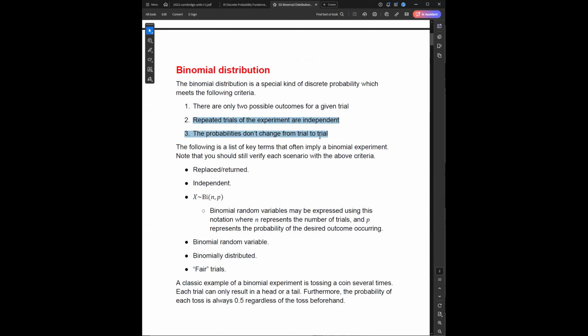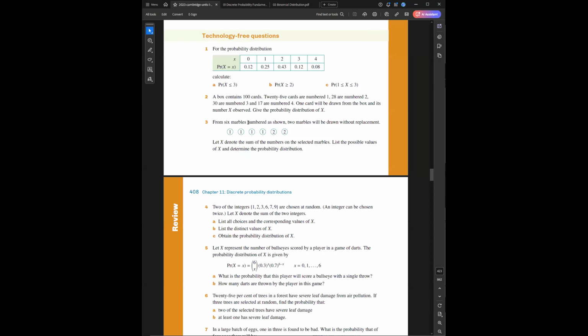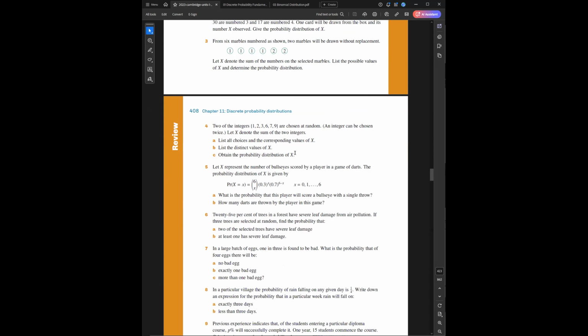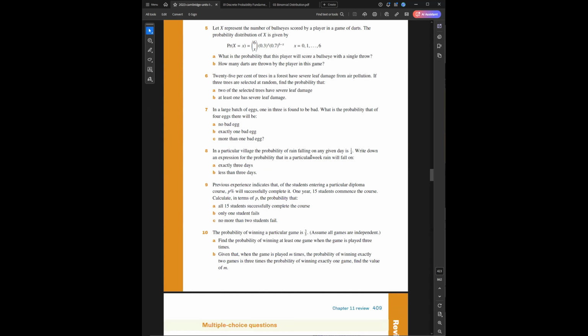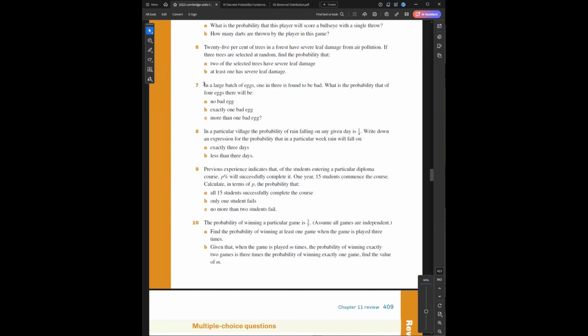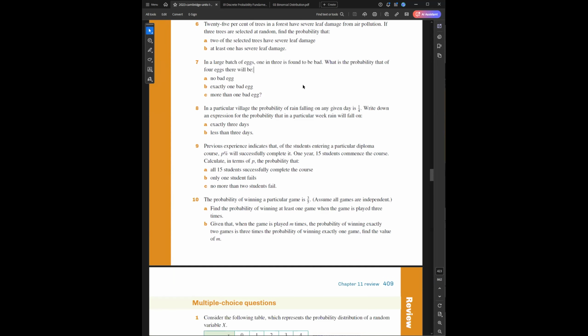Now, these things here are a bit strange to try and identify because when you start thinking about these things intuitively, it tends to be the case that you can run into an issue where you start using real world logic to think about whether or not it would be independent or not. There was one example that I've come across before, which is this one here. Right. In a large batch of eggs, 1 in 3 is found to be bad. What is the probability of whatever? Point being is this is our scenario. We have a large batch of eggs, 1 in 3 is found to be bad.